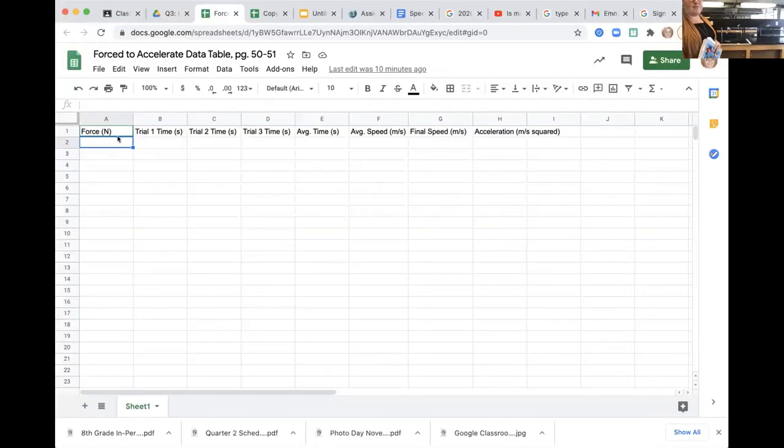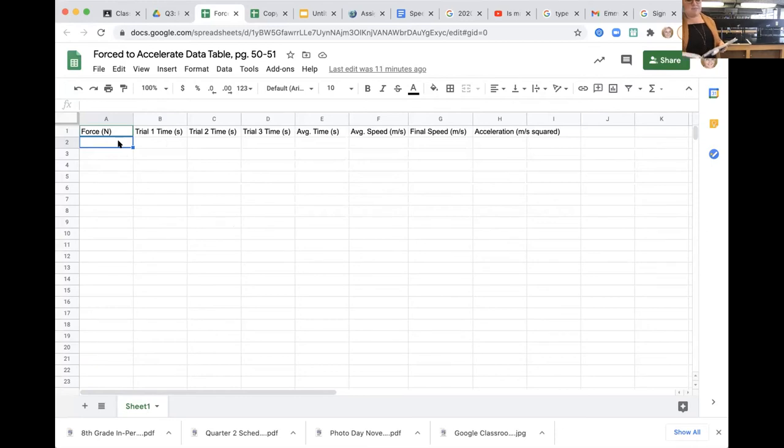So what we have right here is the force that we're going to be pulling the skateboard with. And then we're going to do 3 trials of time to see how long it takes to get from start to finish with that amount of force being applied. So if we look at step 6, it says add 0.5 newtons to the force in step 5. If all of this feels confusing, make sure you're following along in your book so you can see what the overall plan is and reference back and forth.